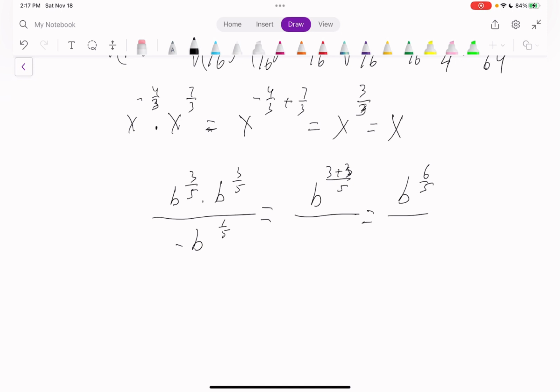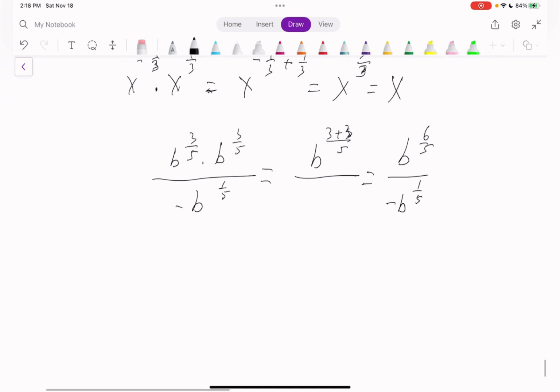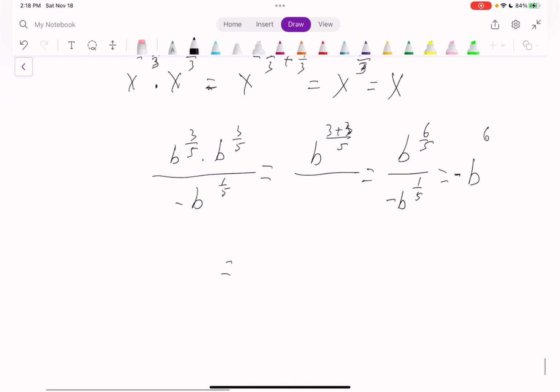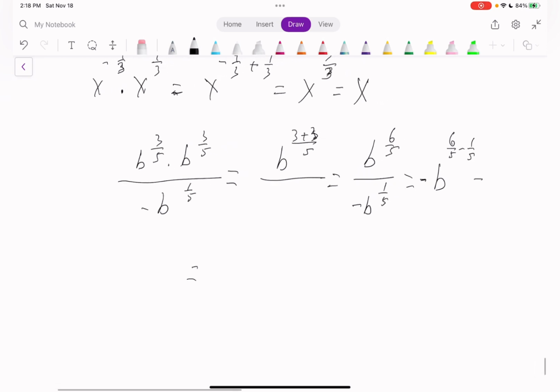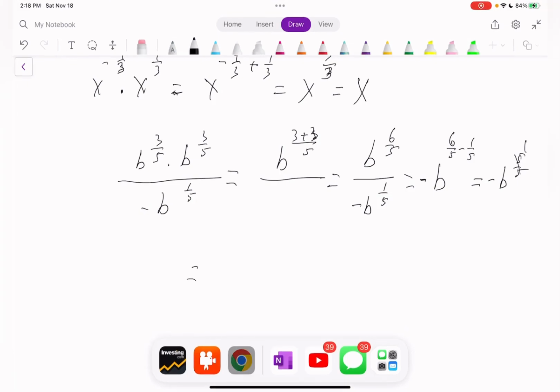At the bottom, we have negative b to power 1/5. So what does that mean? I'm going to rewrite it like this. Actually, it's negative, I can put it right here, right? So the base is going to be b. And what do we get? 6 over 5 minus 1 over 5. We are getting negative b, 6 minus 1, 5 over 5, which is going to be 1. So negative b is going to be our answer.